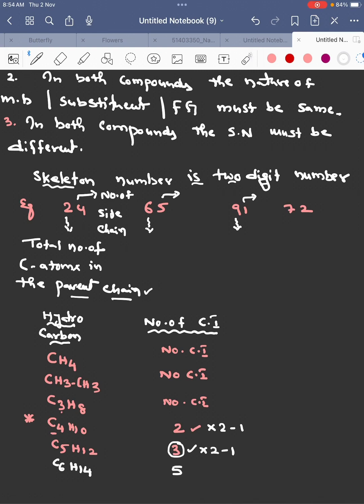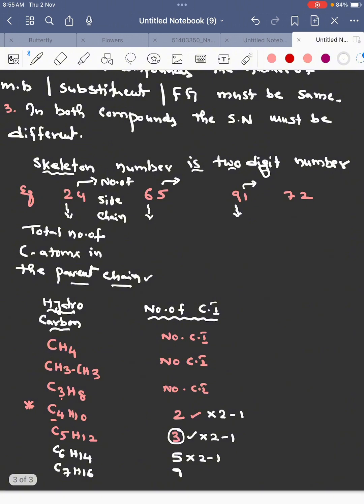So what is the answer, guys, here? It is the 5. Similarly, it is C7H16. So above number into 2 minus 1. What is the answer? It is 5 2s are 10, it is a 9. 9 isomers are possible.